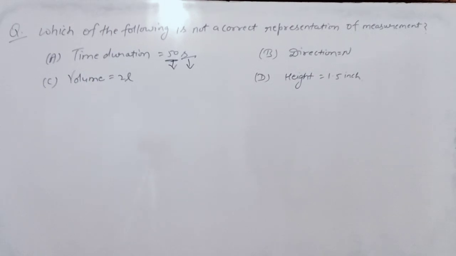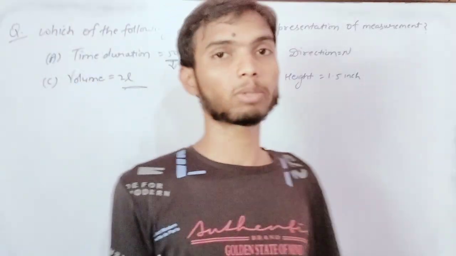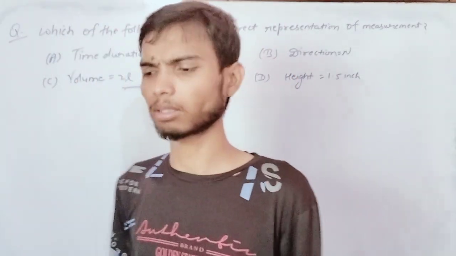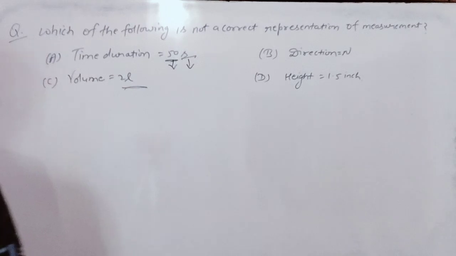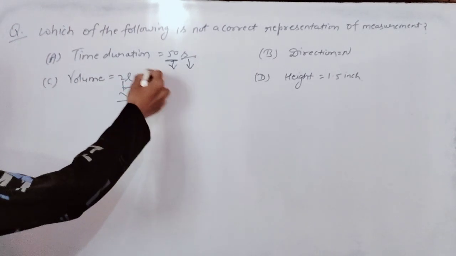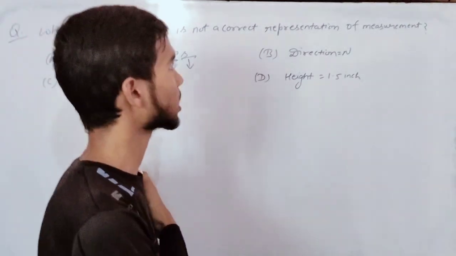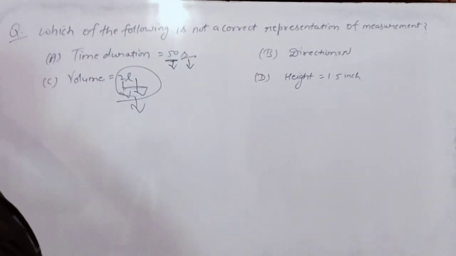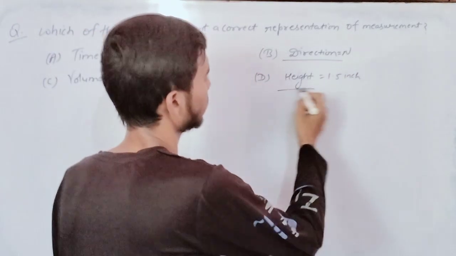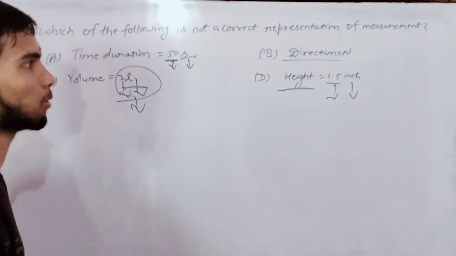Now next is volume. How do we tell someone the volume of something? 2 liters, 3 liters, 5 liters. Here 2 is a number, L is a unit. It is complete. So yes, it is a correct representation of a measurement of a liquid material. Here, height: 1 point something is a number, and then there is a unit. We have both things.